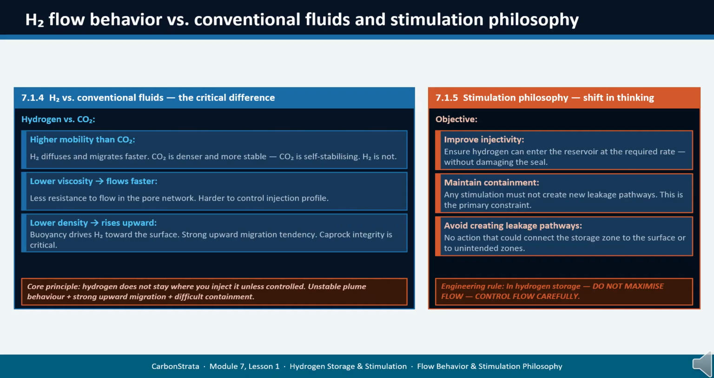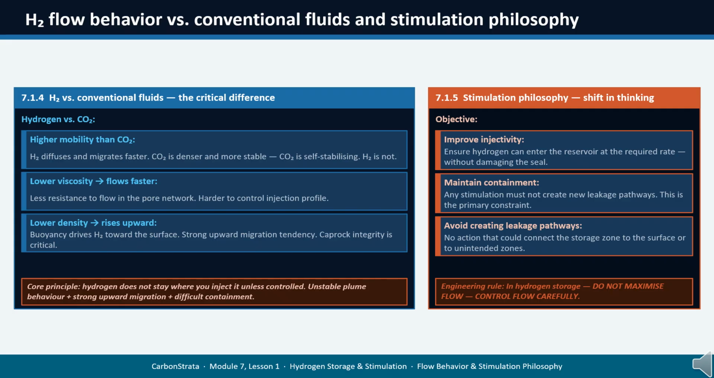There is a critical difference you must understand. Hydrogen is not carbon dioxide. Carbon dioxide tends to stabilize in the reservoir. Hydrogen does not. Hydrogen has higher mobility. It diffuses faster and spreads beyond the injection zone. As a result, the plume is unstable. Its position cannot be maintained.